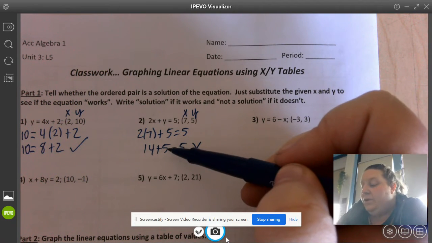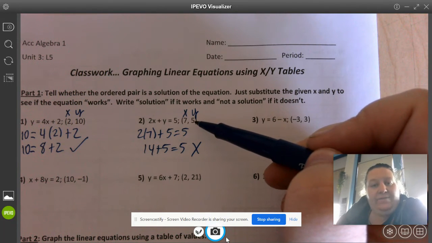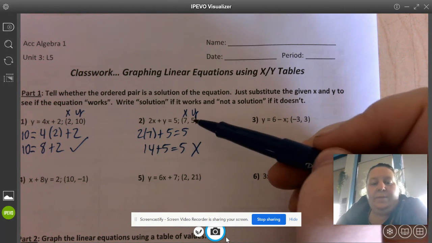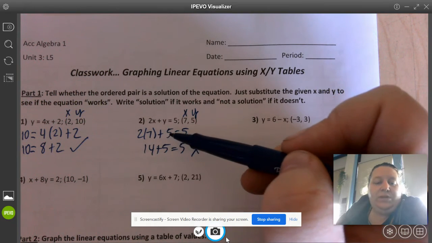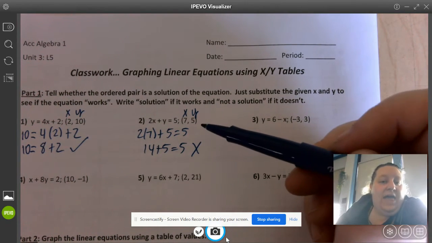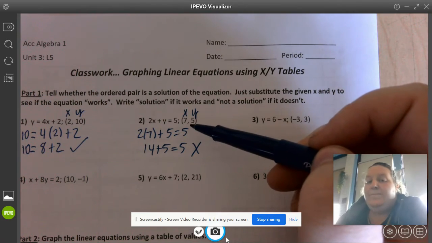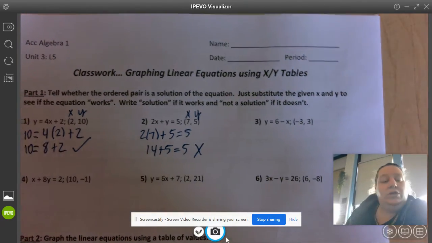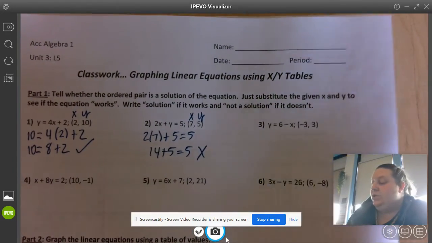If I had another number here that would work, such as -9, so if this 5 was a -9, that would be the correct output. 7 and -9 would work together. Also, if I had a 0 instead of x, 2 times 0 is 0, plus 5 gives me 5. That would work too. So these numbers can be used, they just can't be used together as an ordered pair. Okay, so you should try the rest on your own, and then once again, you can email me with questions or ask when you return.